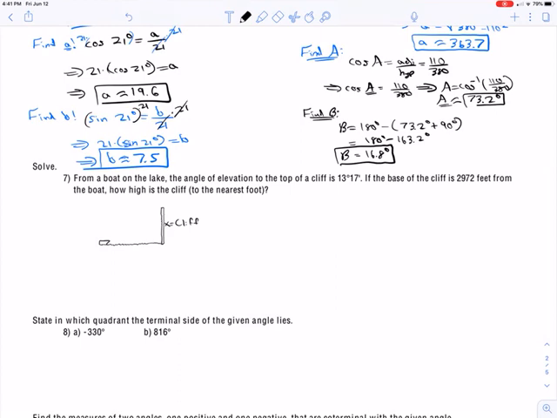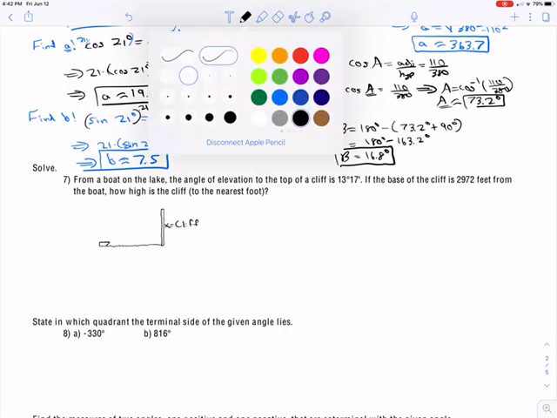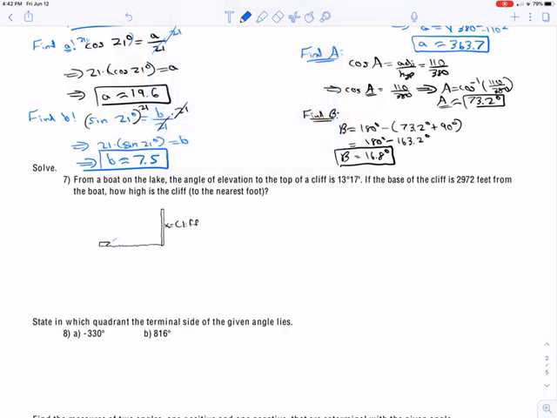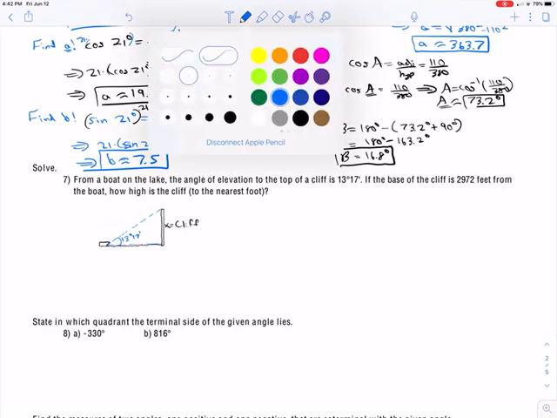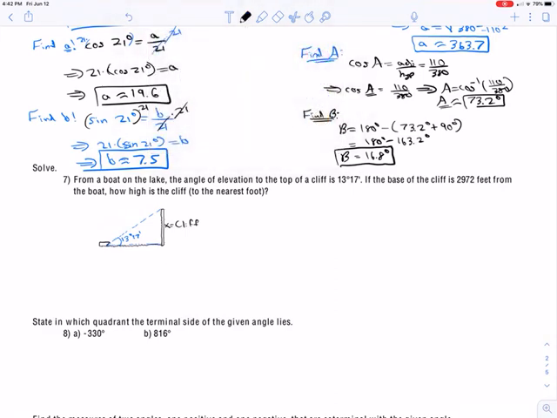And the angle of elevation was given. So the angle of elevation to the top of the cliff, I'm going to draw that here, this line of sight to the top of the cliff. And of course the horizontal. We know that angle is the angle of elevation, right? The angle between your horizontal line of sight. So that's 13 degrees and 17 minutes. And it says the base of the cliff from the boat, we can go ahead and label that. That was given to be 2,972 feet.